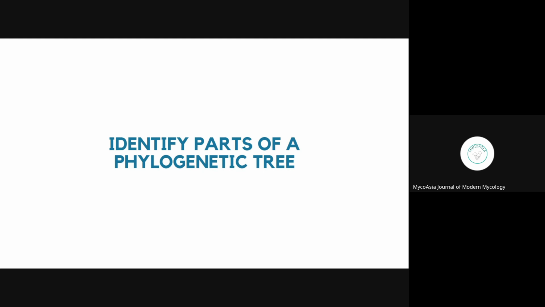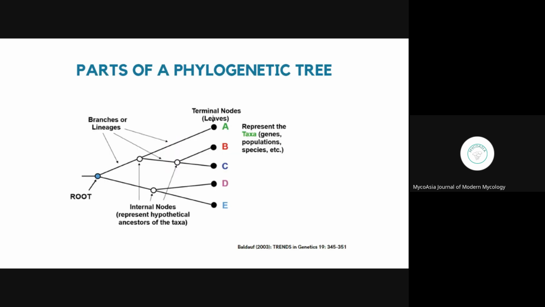Before I get into these 4 steps, it is important to identify different parts of a phylogenetic tree. A phylogenetic tree, for example, has these parts. First we have a root here, the oldest ancestor. Then we have branches.